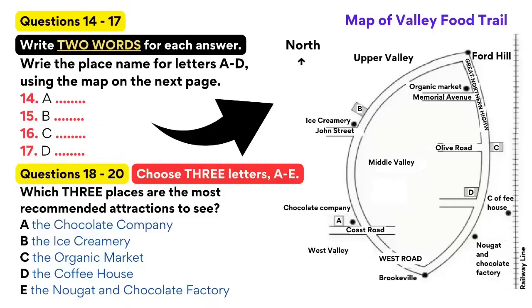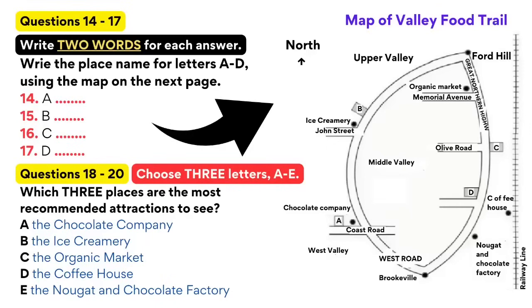But let's go back to food. If we begin in Brookville and head north towards Upper Valley in a clockwise direction, passing West Valley on West Road, we cross over Coast Road to come to our first place of interest, Magic Coffee. This is not to be confused with the Coffee House, situated opposite on the other side of the valley on the railway line. Magic Coffee is next to the Chocolate Company, which is on the corner.